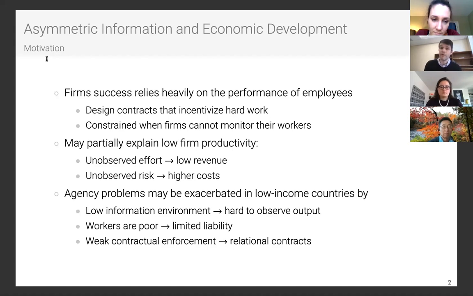In addition, the workers are typically going to be poor themselves, which introduces the problem of limited liability, which constrains the types of contracts that you can enter into with your employees. And finally, there are often weak legal institutions, so you might not even be able to write a formal contract, or enforce that contract, which means you're typically going to have to rely on relational contracts, which is going to make this problem even harder.